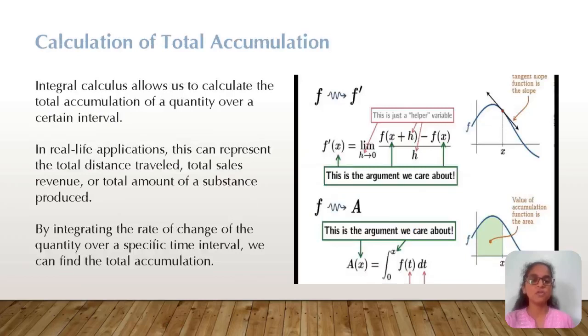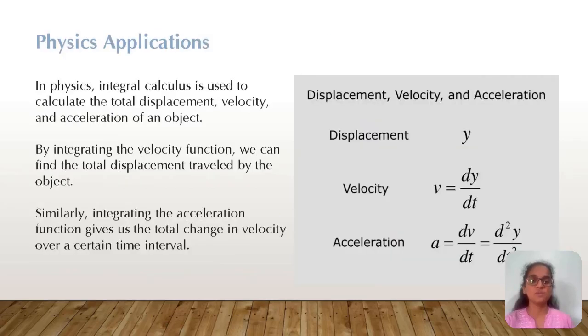Calculation of total accumulation. Integral calculus allows us to calculate the total accumulation of a quantity over a certain interval. In real life applications, this can represent the total distance traveled, total sales revenue, or total amount of substances produced. By integrating the rate of change of the quantity over a specific time interval, we can find the total accumulation.